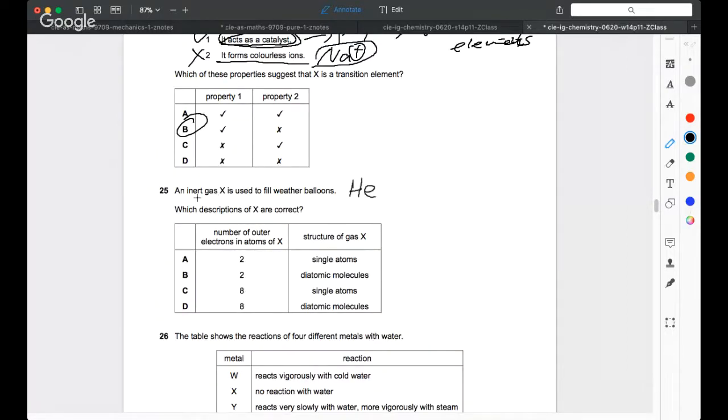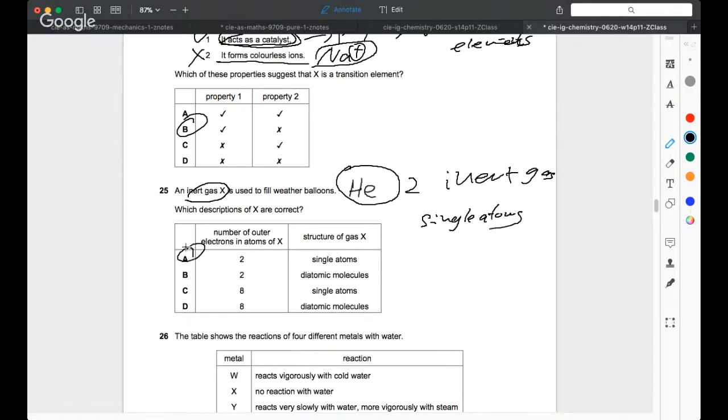Number 25. The inert gas we are looking for here is helium. Helium has an outer electron count of 2, and it is an inert gas. Inert gases exist as single atoms. So A is the right answer.